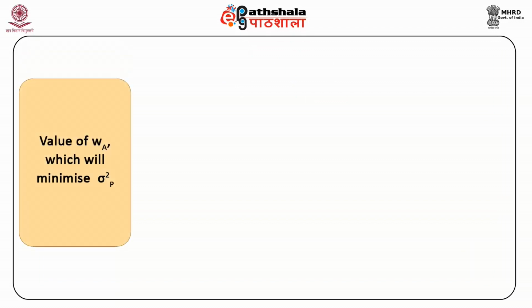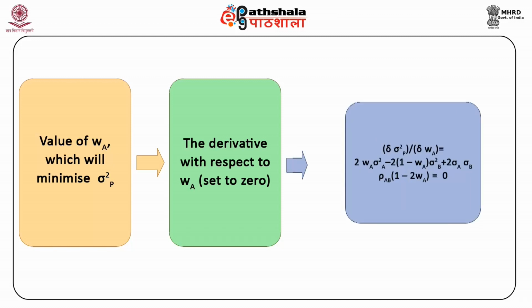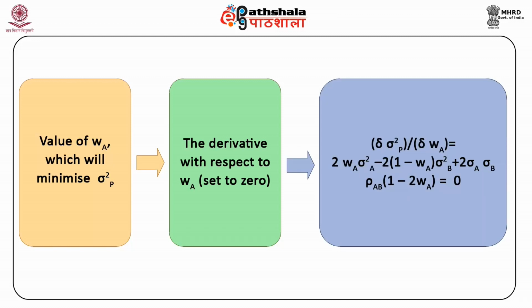To find the value of WA, which will minimize σ²P, the derivative of the above expression with respect to WA will have to be set to 0. That is, ∂σ²P/∂WA = 2 WA σA² − 2 (1 − WA) σB² + 2 σA σB ρAB (1 − 2WA) = 0.